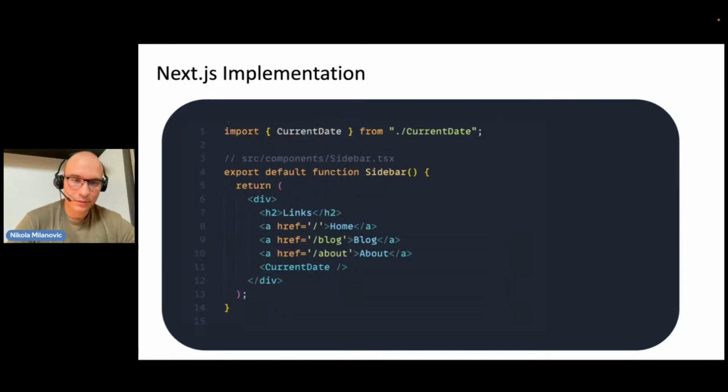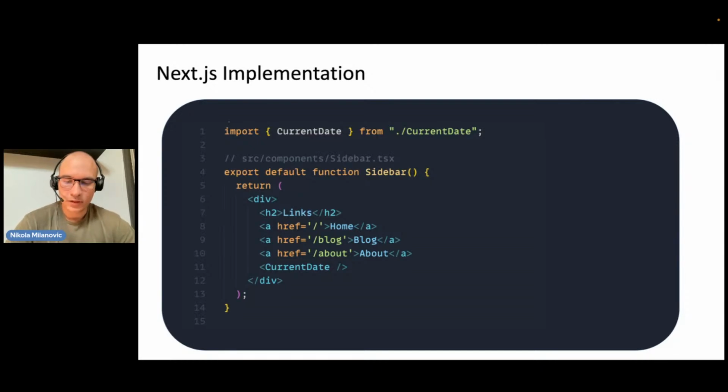Okay, so after that we have our sidebar. So we handled the navbar. Now we have the sidebar, and the sidebar has some static links that we render, and we don't have any fetching or anything. And we also render the current date. So we want to render the current date and time in our sidebar, for example.